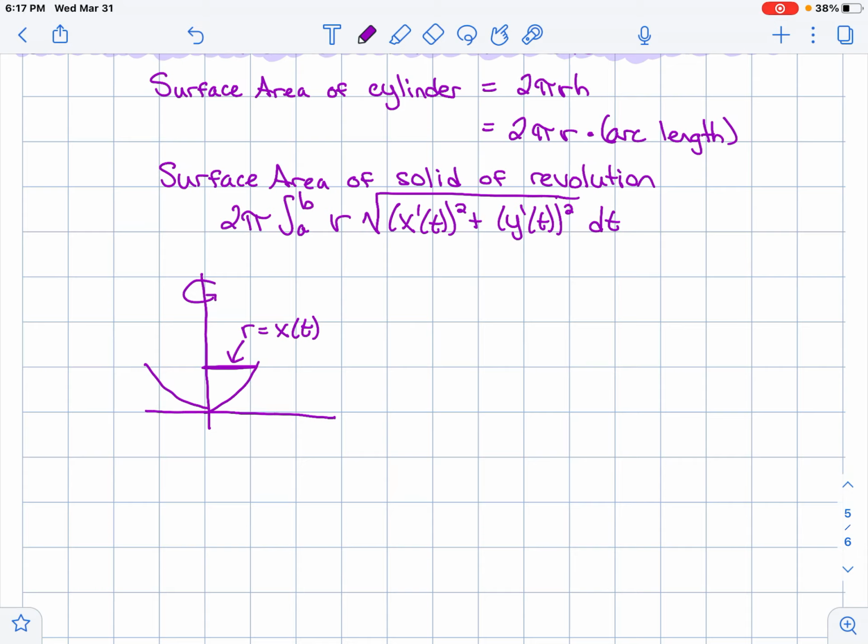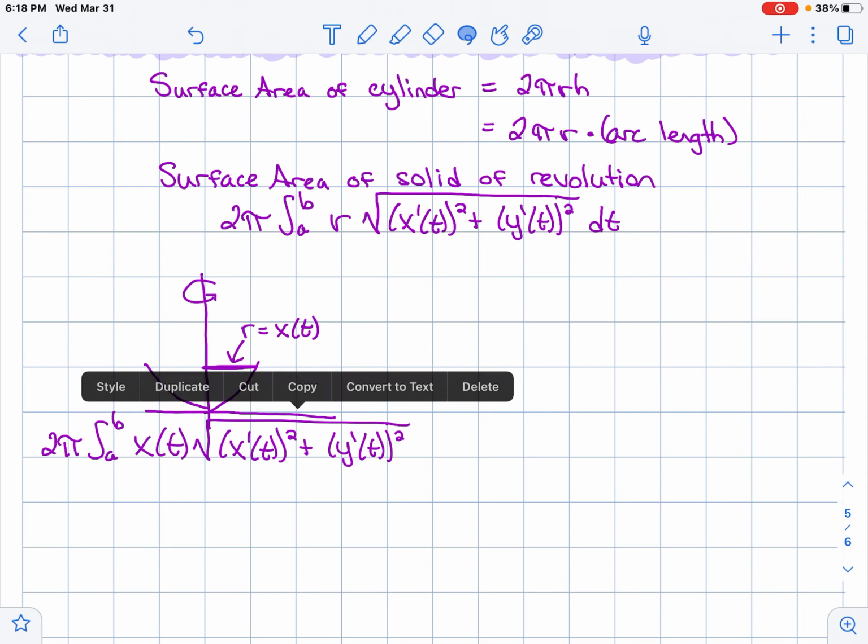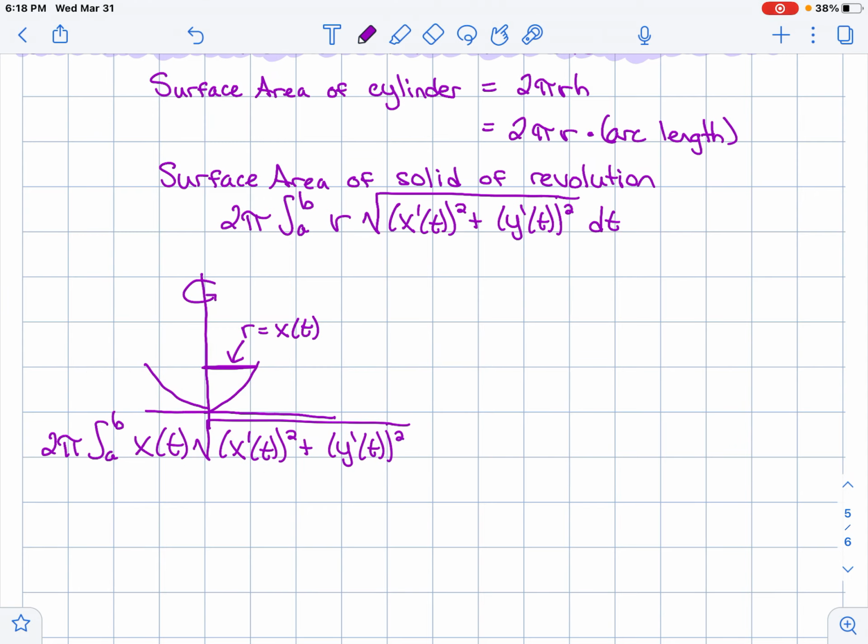So where we're going to rotate about something vertical, I would have 2 pi from A to B, with R in this case being x of t. To save some time, so you don't have to watch me rewrite this a million times, I'm going to copy this and paste it down here. So this is if the axis of rotation is the y-axis. You're not going to see it be anything other than the y-axis, so we're not going to talk too much more about that.